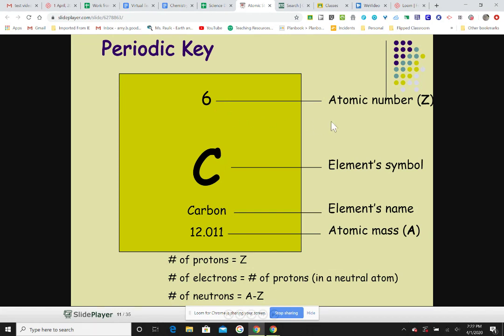So I hope that this explains the element symbols and all the information that you can gather from each one of these little squares on the periodic table.